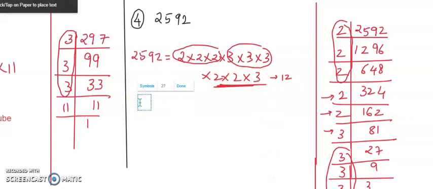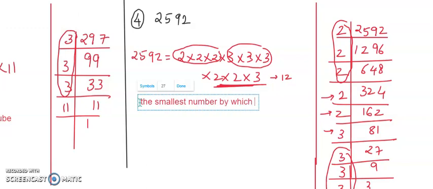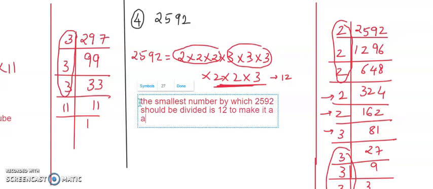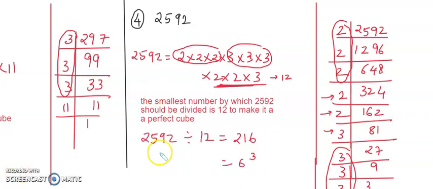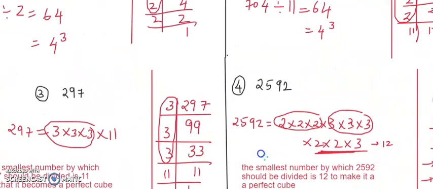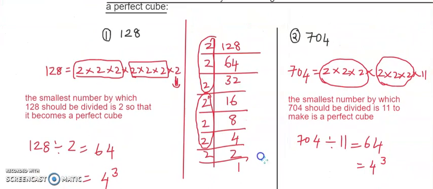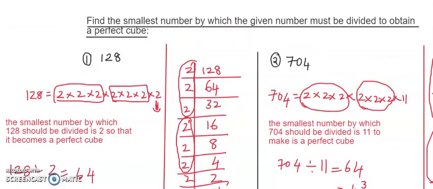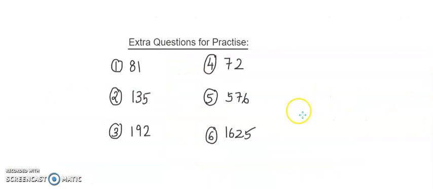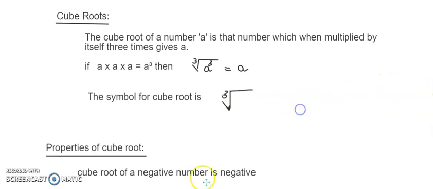So the smallest number by which 2592 should be divided is 12 to make it a perfect cube. Am I clear? When we divide 2592 by 12, we get 216, which is 6 cube. So this is how we find the smallest number which, when divided, will give us a perfect cube. Now in continuation to this, I have given some extra practice problems. Now we are going to a different topic, which is called cube root.